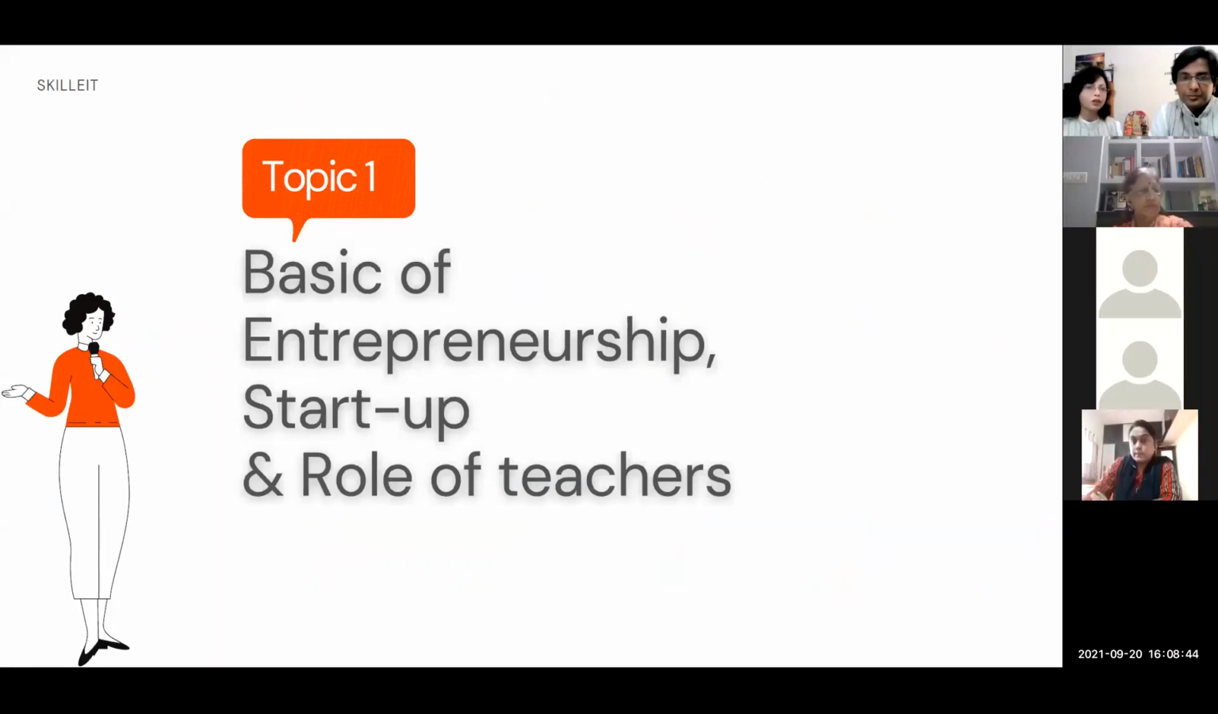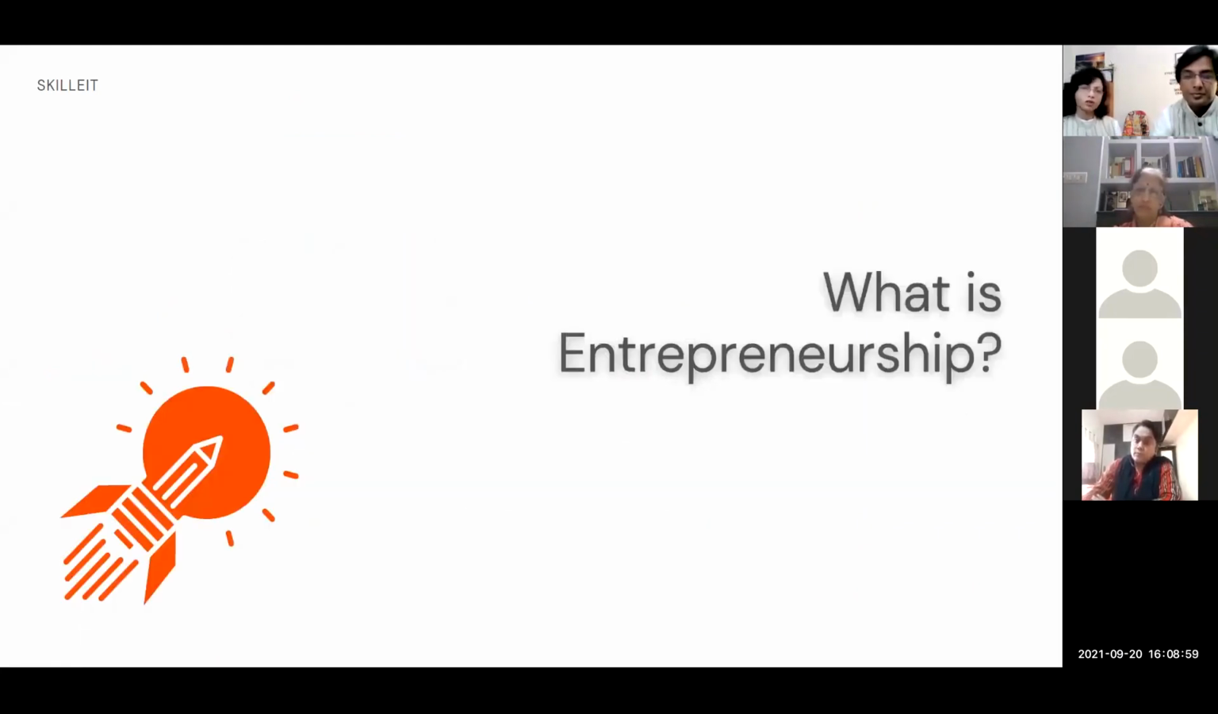Let's start with today's topic, which is the basics of entrepreneurship, startups, and the role of teachers to nurture idea generation, nurture out-of-the-box thinking, and how to handhold the students in the entire process.